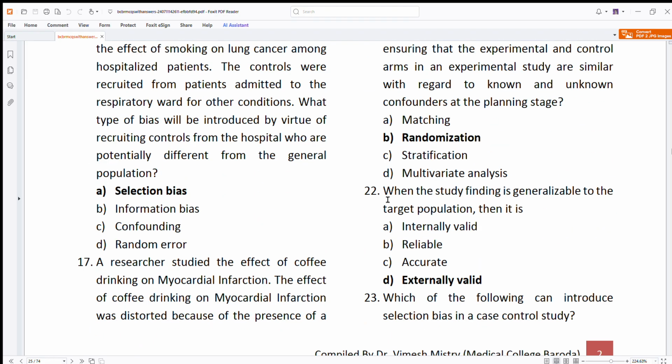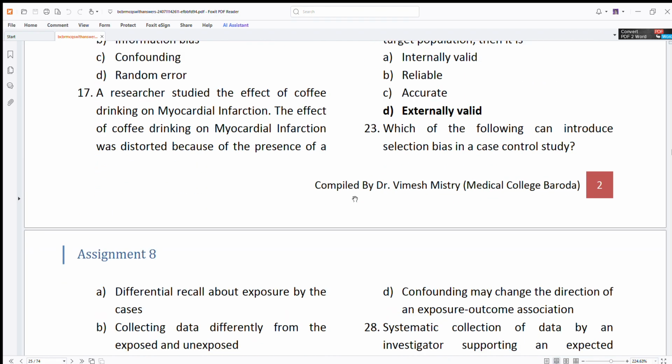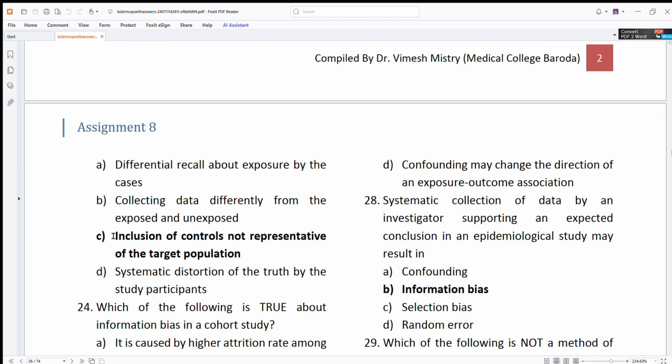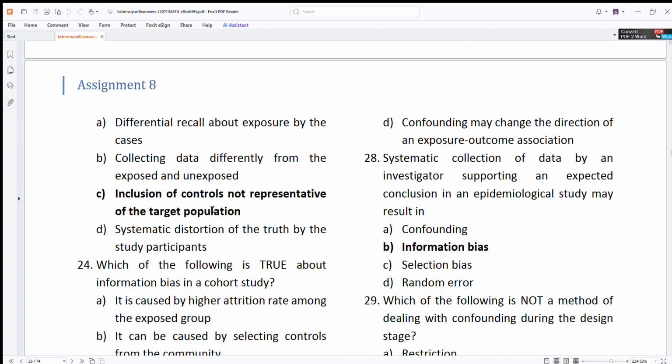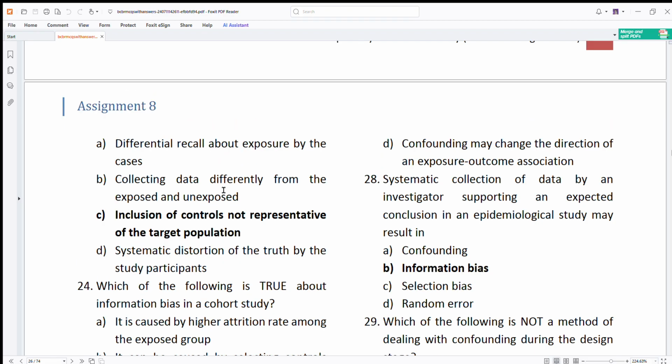When a study finding is generalizable, then it is externally valid. See, I told you, generalizable, E here. The following can cause selection bias in a case control study: inclusion of controls not representative of the target population. Yeah, this can be selection bias, correct. Differential recall, this is recall bias, correct. Differential recall, getting data differently from exposed and unexposed, this can also result in information bias.